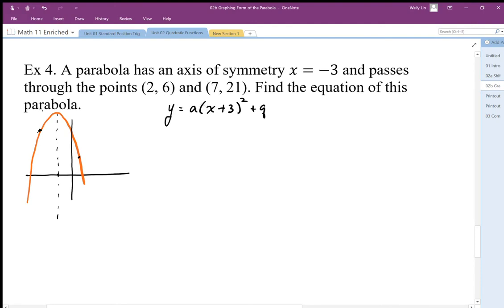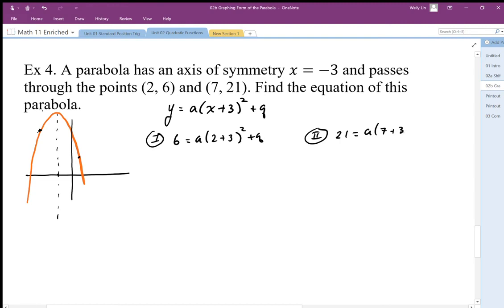But if I have 2 unknowns, you should think right away, I need 2 equations to solve this as a system. So I'm going to set up my 2 equations by plugging in my 2 coordinates. One equation is going to be generated by substituting in 2 and 6. My second equation is going to be generated by plugging in the 7 and 21. This is not +5, it's +3.